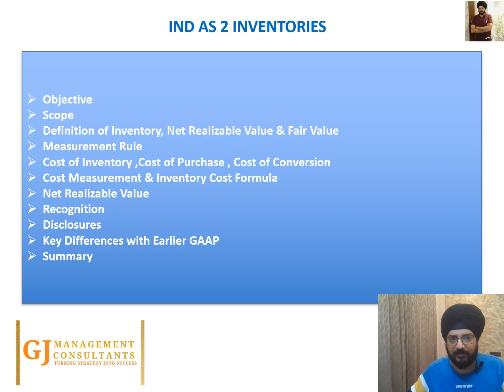And how we have structured this entire presentation is that we're going to look at the objective of IND AS 2, scope, the definition of inventory, net realizable value and the fair value, measurement rule, cost of inventory, cost of purchase, cost of conversion, cost measurement and inventory cost formula, net realizable value with detail on it, recognition, disclosure, key difference with the earlier GAAP, and the summary. So we'll start the discussion. So we'll quickly move to the first slide and start the understanding of IND AS 2.